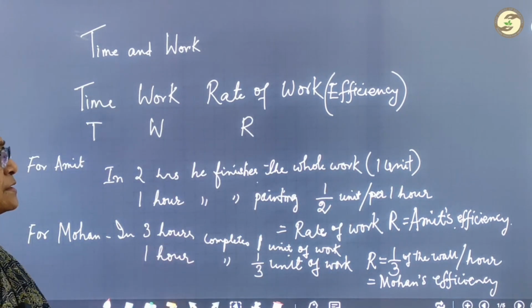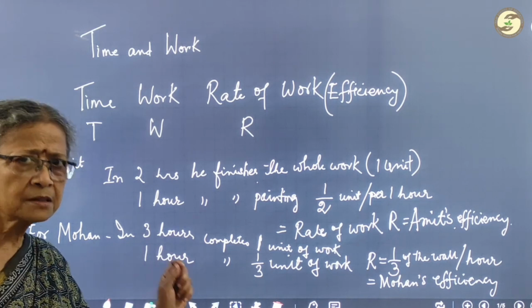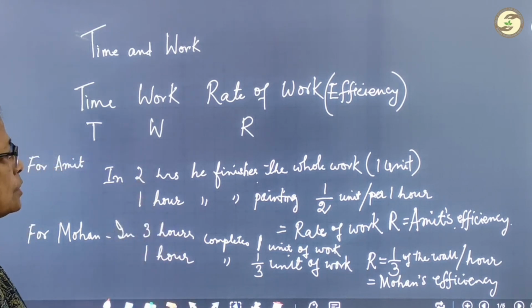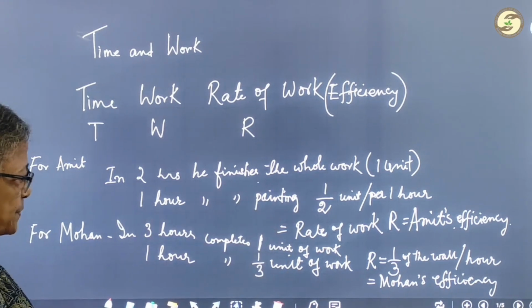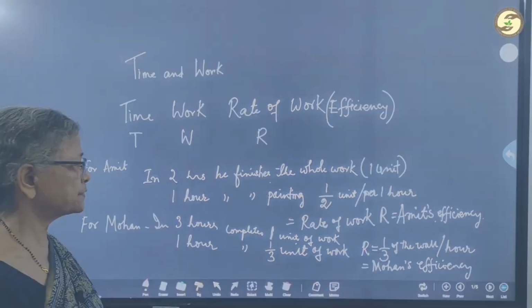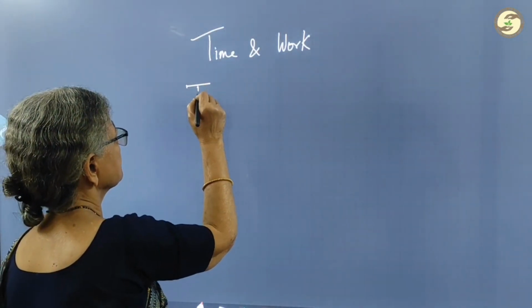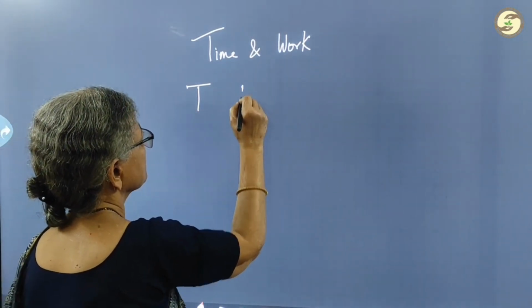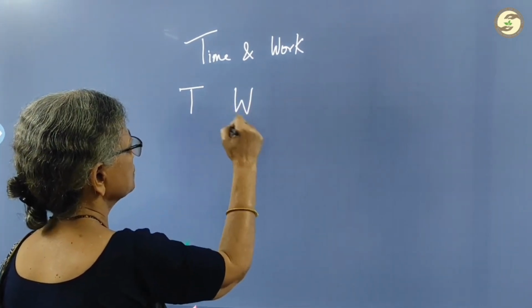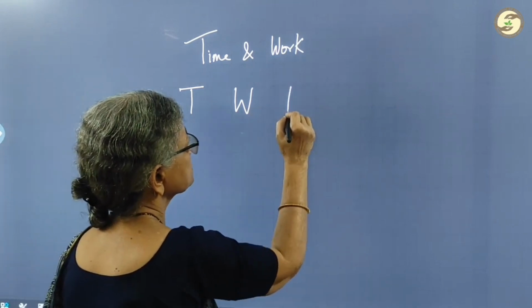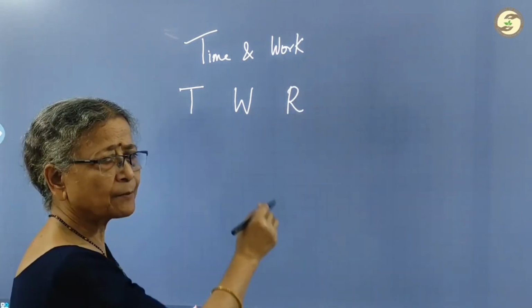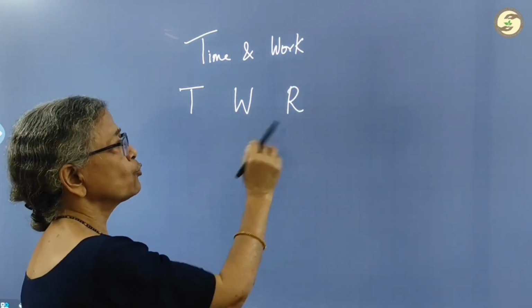Just try to understand this clearly. It's a little confusing, but just go through how to calculate the efficiency of an individual person or a group of people. So how to write a working formula between T, W and R. W is the total work, T is the time required to complete this work, and R is the rate of work, the amount of work done in 1 hour.